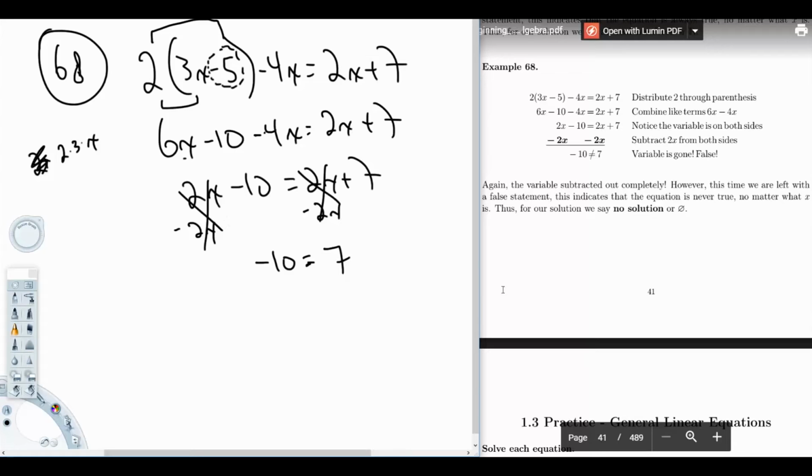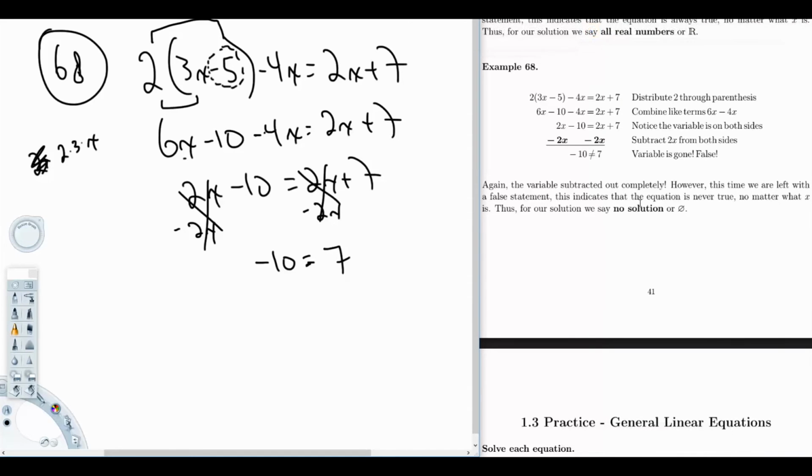Let's read what they say. Again, the variable subtracted out completely. However, this time we are left with a false statement. This indicates that the equation is never true no matter what x is. Thus, for our solution, we say no solution. That's the answer. X equals no solution. We don't know. We have no idea.